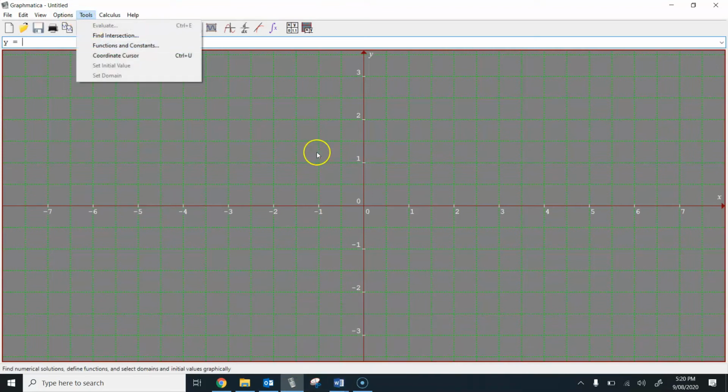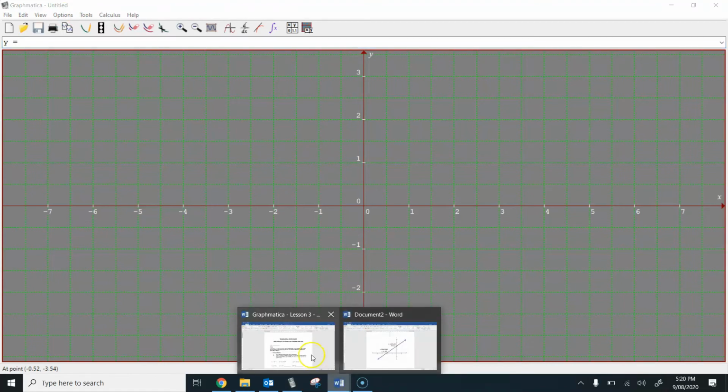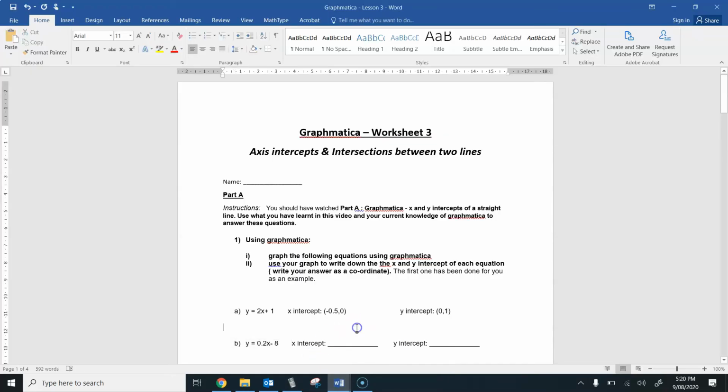Tools, evaluate is always a good one to do, but you can use the other methods, and you can write down the x and y intercept. Another thing to note as well, when the equation is written in the form y equals, and there's no number in front of the y, except there is a number, there's a 1 in front of the y, it's 1y, but not another number.